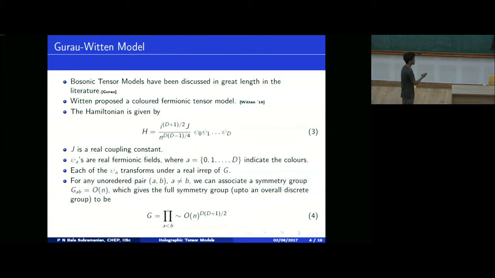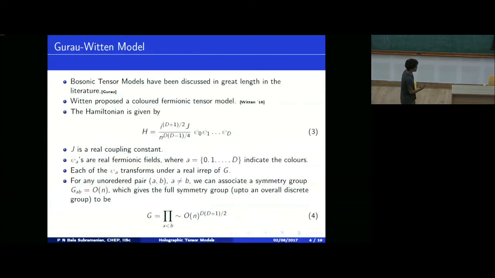So what exactly is the gauge group? The gauge group is constructed out of pairs of psi A, psi B in this way. For an unordered pair AB, where A is not equal to B, we associate a gauge group G_AB, which in this case we take to be O(N), and this full symmetry group is given by the product of, this is a small typo here, the G_AB, which will be O(N) to the power D(D+1)/2. There will be an overall discrete symmetry corresponding to some of the flips that you can do in the sides.